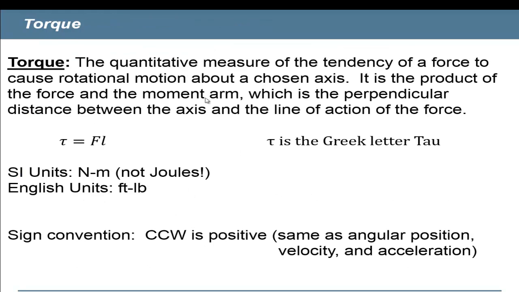Well, torque is the quantitative measure of the tendency of a force to cause rotational motion about a chosen axis. Or it's basically our force for rotational motion. So it is what causes a rotational motion about a chosen axis. We would define it as the product of the force and the moment arm, which we define as a perpendicular distance between the axis and the line of action of the force.